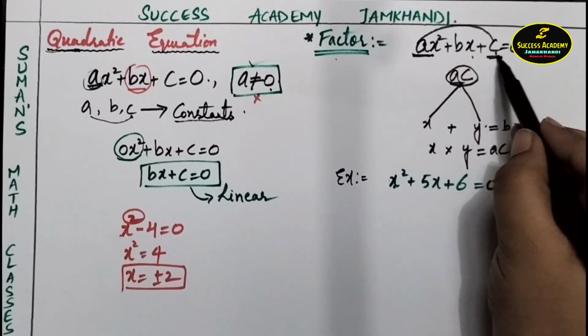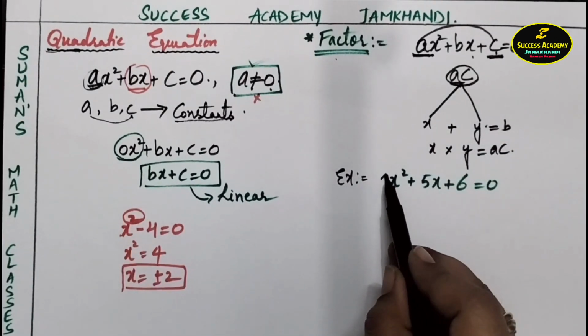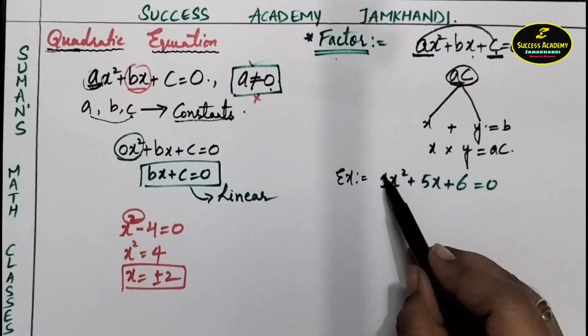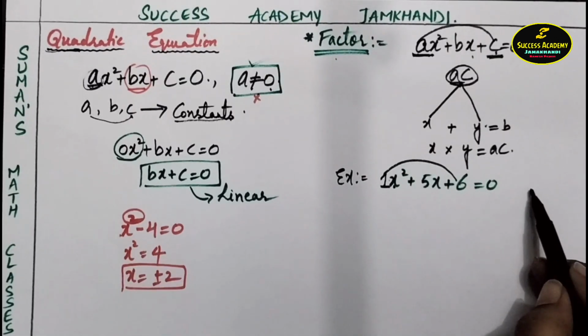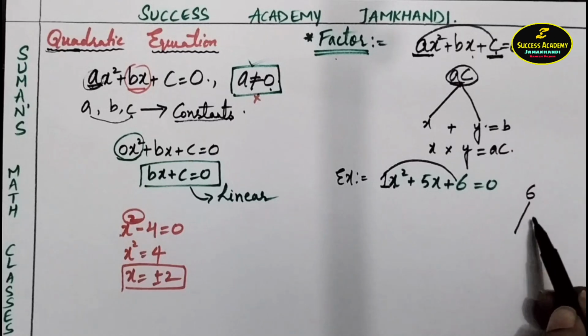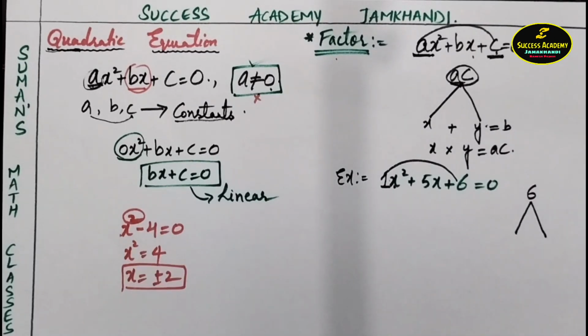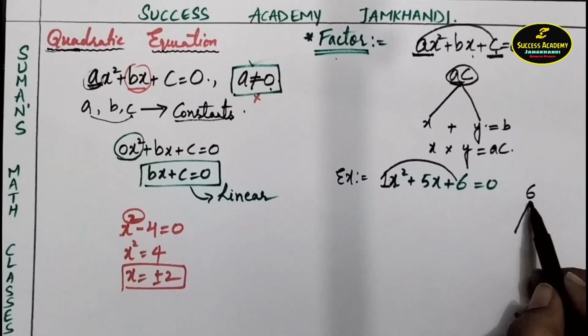Now, what's the first step? Multiply a with c. What is a here? If there is nothing, it means 1 is there. 1 with c, multiply 1 into 6. 6. You will see the two factors. Okay. Now, factorize 6.